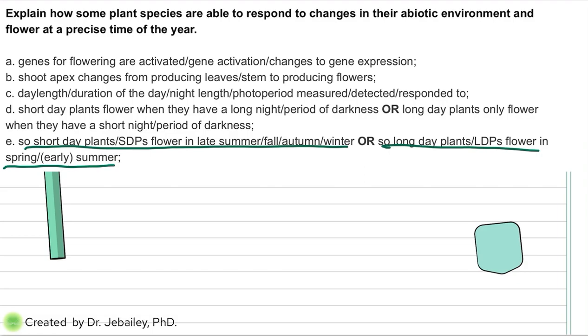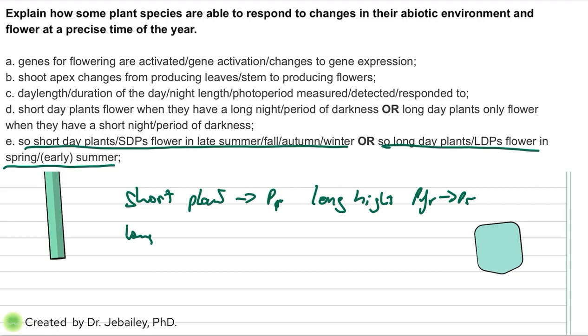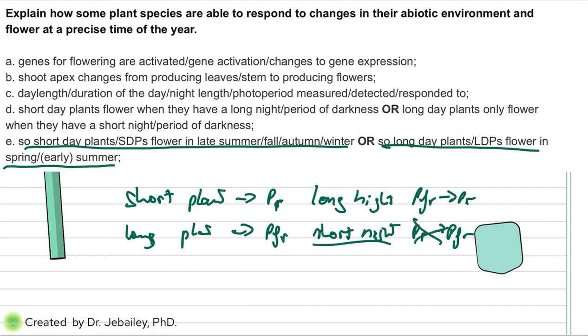So this is basically, again, like I told you, the short day plant, right? It wants a lot of PR. And if it wants a lot of PR, that means it needs a long night to turn all the PFR back to PR, while the long day plants, these guys want a lot of PFR, and that means they want a short night. So there is very much less conversion of PR into PFR. You don't want much of that. That's why it's a short night.